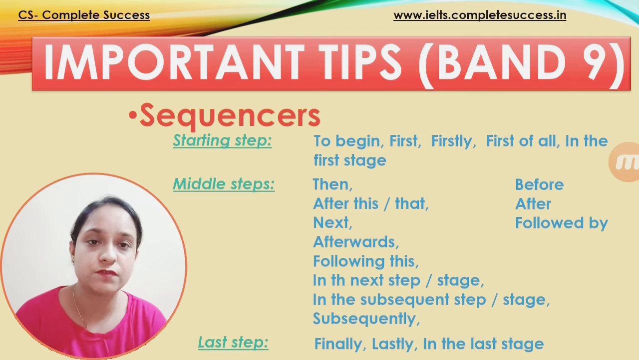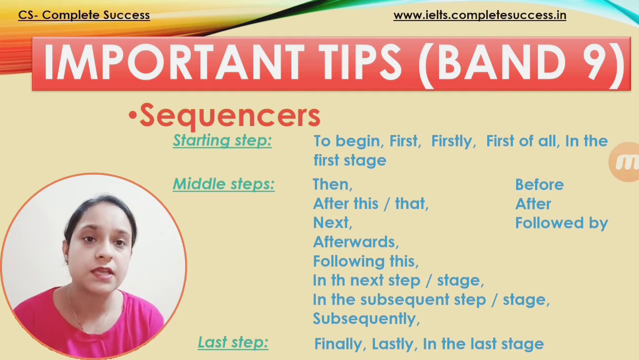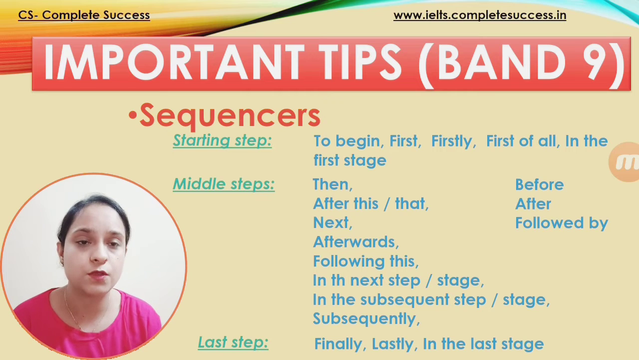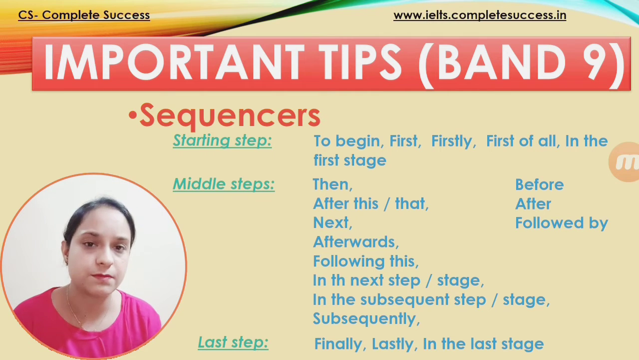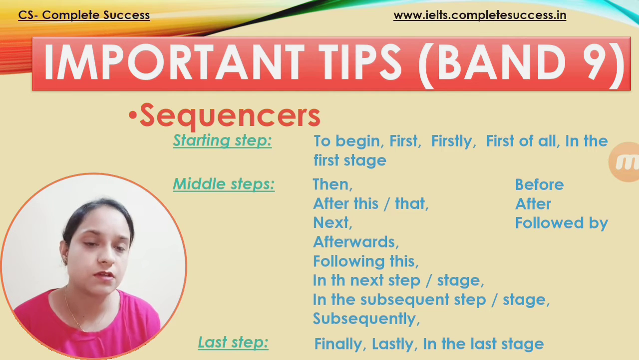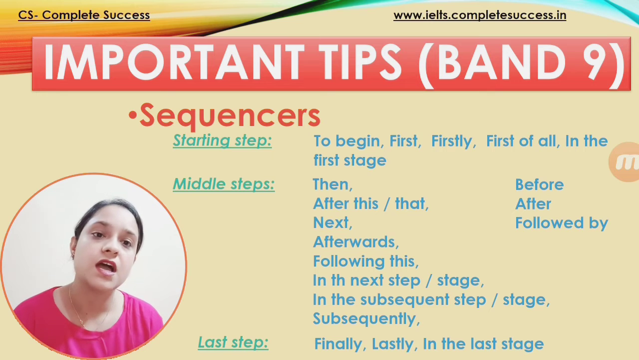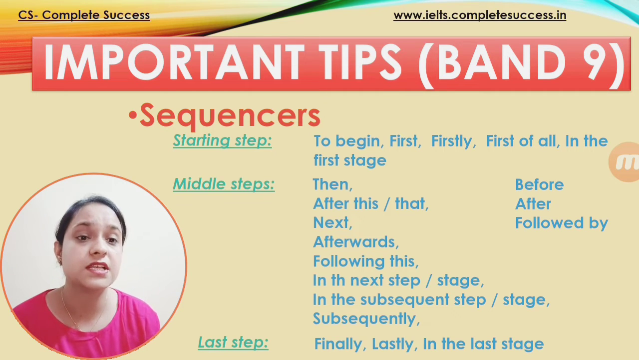The next important tip is sequencers. Like I told you, sequencers are different for the two processes, natural and man-made. These can be used, but a little change needs to be made. So for the starting step you can write to begin, first, firstly, first of all, in the first stage, or in the first step. And for the middle steps, then, after this or after that, next, afterwards, following this, in the next step or stage, in the subsequent step or stage, subsequently.